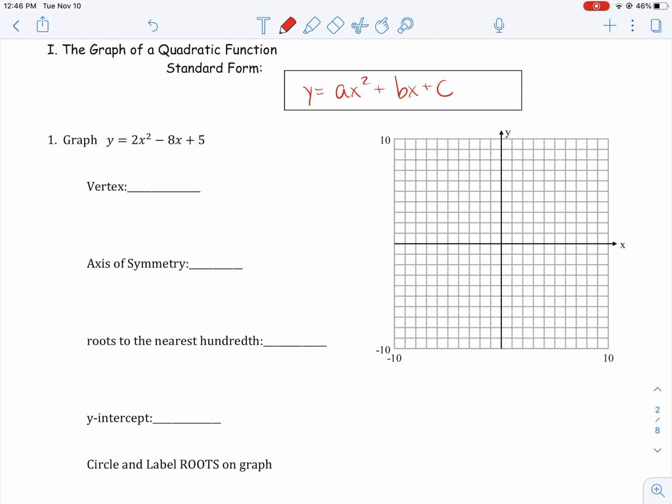So it asks us for the vertex. In order to find that, I must first find the axis of symmetry. Our axis of symmetry is equal to negative b over 2a. So we go up here, our b value is negative 8, and our a value is just 2. So I get 8 over 4, which is equal to 2. So our axis of symmetry is the vertical line x equals 2. Let me draw that in right now.